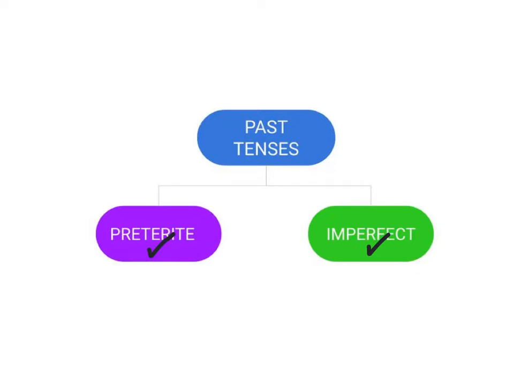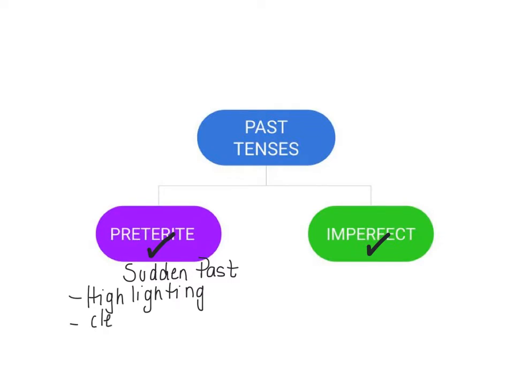So when we talk about preterite, we also call this sudden past. And why? Because when we use preterite, we are highlighting actions that were completed in the past. That is to say, the actions had a clear beginning. They started at a specific time, and they also have a clear ending. So clear beginning and clear ending. That's key.